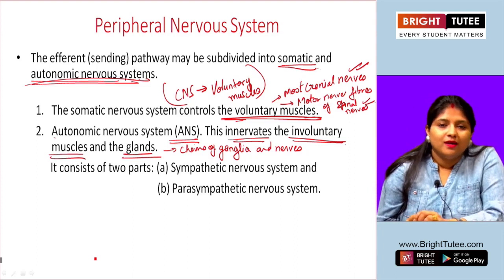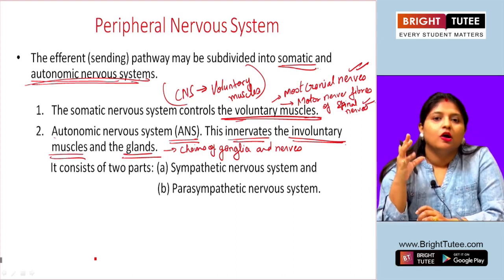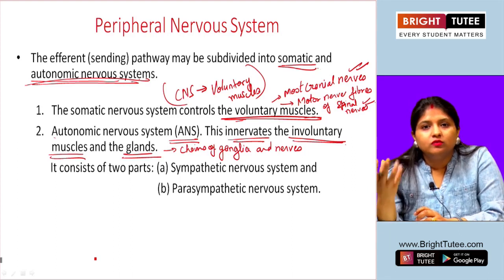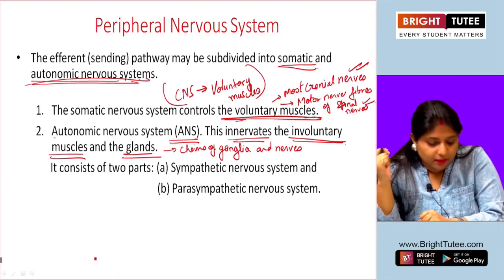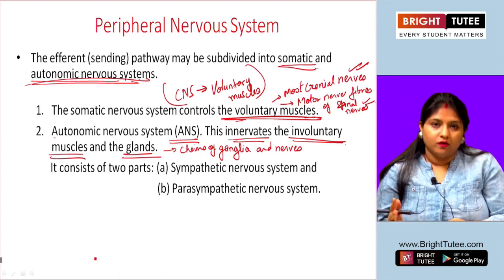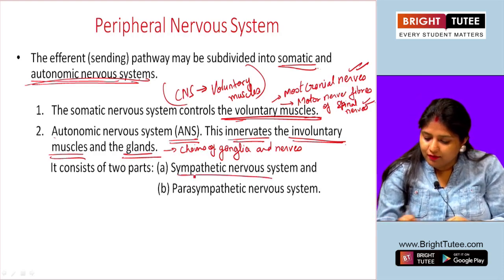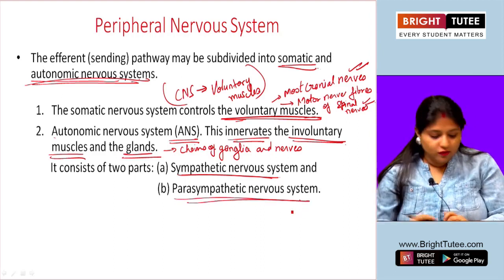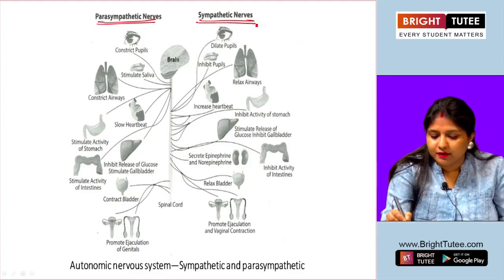So this system, this ANS, is basically a motor system that functions closely with the involuntary muscles, and they produce certain kind of reactions in certain kind of situations, right? Now there are two parts of your ANS, that is the autonomic nervous system. One is the sympathetic nervous system and other is the parasympathetic nervous system. What are these two parts? Let's understand. So this is parasympathetic and this is sympathetic.